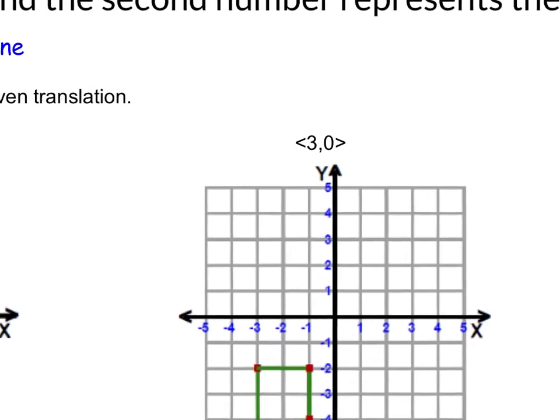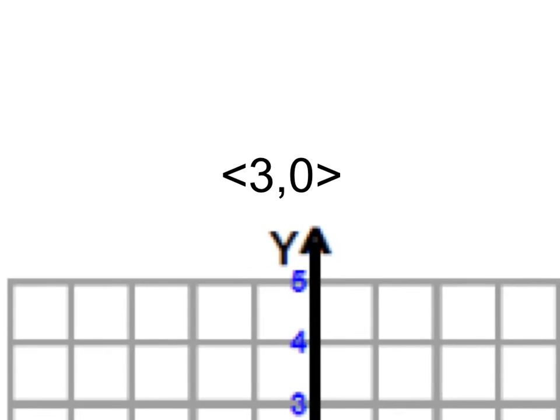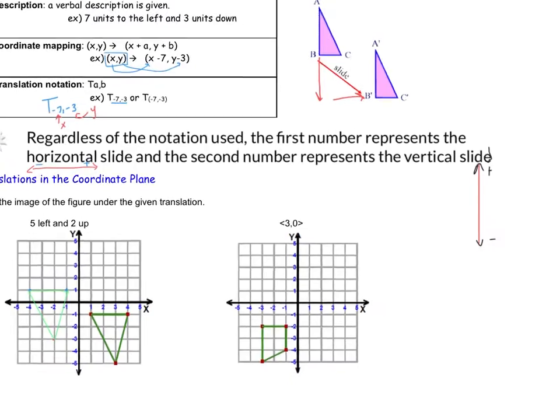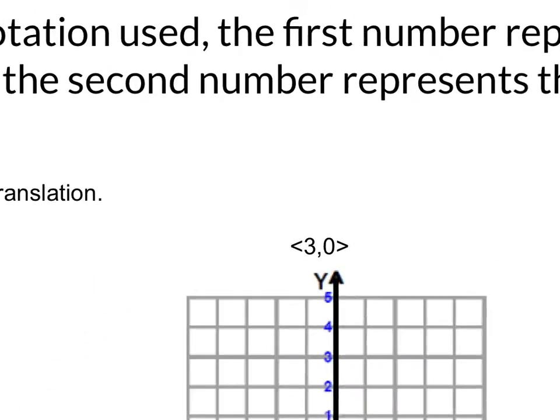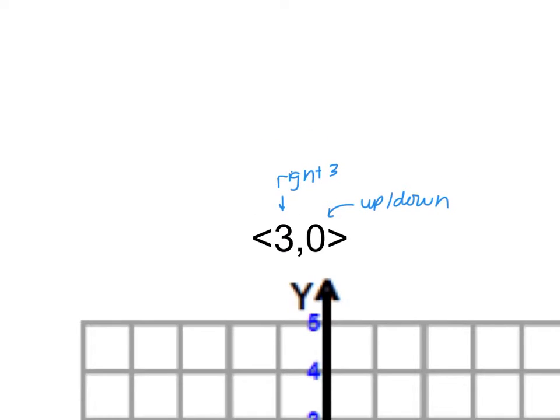Okay, so now we go to this example. This is an example of vector notation. So whenever I start with my first number, we said this before, the first number always represents your horizontal, and your second number always represents your vertical. So my 3 is positive, so I'm going to be going to the right 3. And my 0 is telling me that I'm going to go up or down 0. So I'm basically going nothing with my 0. So I'm just moving my figure 3 units to the right.